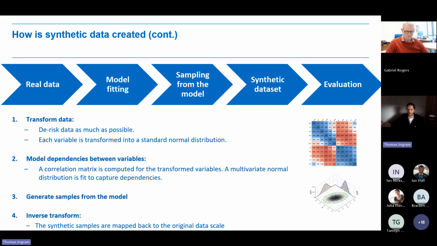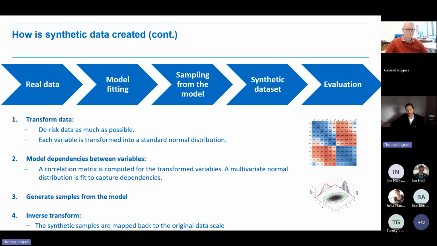I have touched a bit more into detail on how a Gaussian copula model is created, but in short, once again, you take real data, you fit a model to that, you sample from the model, you now have a synthetic data set, and you evaluate that going forward. In a bit more detail, I think it's just important to say here, without going into it too much, the first point, transforming data.